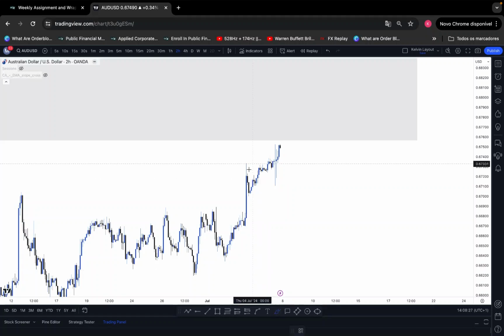For example, right now, I can see that we have this high, and then we have this low, and then we have the high right here. So I would love to see price coming all the way down, violate this previous low, so then we can have the change of character.